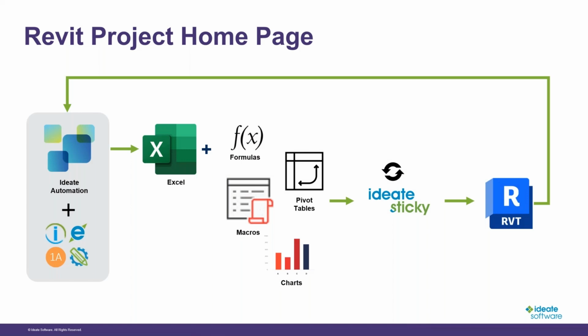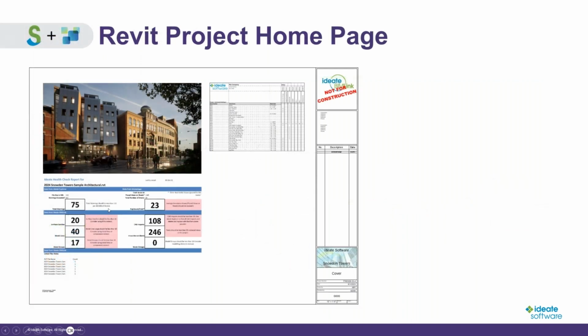So we have Ideate Automation plus all the other tools working together to export information to Excel. Excel can have formulas, pivot tables, macros, and charts. You can add charts if you want to, or macros, whatever you want. Then you can go ahead and take this Excel and Sticky it back into the Revit model and keep that up to date. So once this data gets updated once again, Sticky will pick up on it and keep that information up to date. And this is how that would look.